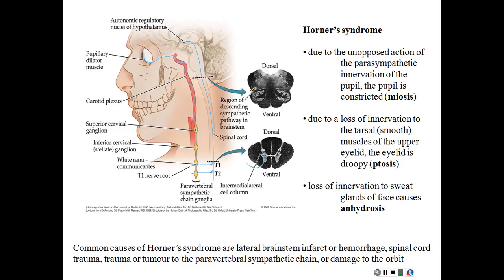We also have loss of the innervation of the tarsal muscles, the smooth muscles of the upper eyelid, causing ptosis. And then we have anhidrosis, so there'd be an absence of sweating of the face as well. But that one you would actually have to test for, whereas the other two would be very obvious to you just by visual examination. So, just to let you know about Horner syndrome.